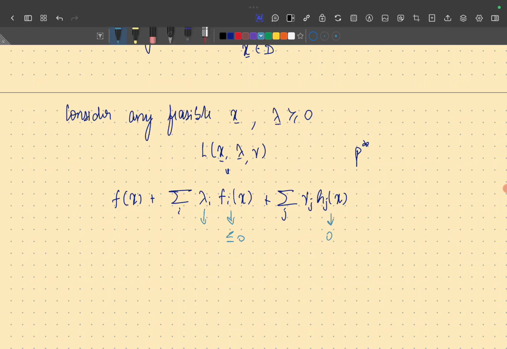By assumption, lambda i is greater than or equal to 0. So what can I say about this entire quantity over here? This is less than or equal to 0. Right? So in that case, what can I say about f of x plus this? It's going to be less than or equal to 0. Right? So let's do it step by step. This quantity is going to be less than or equal to f of x. Okay?